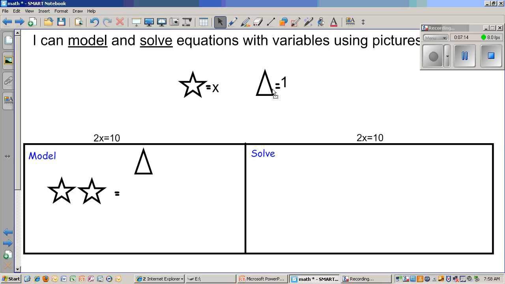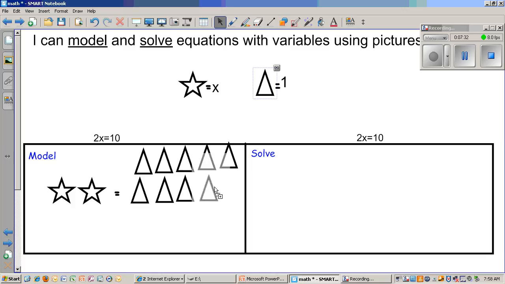So we're going to put 2, 3, 4, 5, 6, 7, 8, 9, and 10. So again, you can see that our model here is not equal, so we need to solve it to make it equal. So let's go ahead and set up our 2x equals 10 once again.